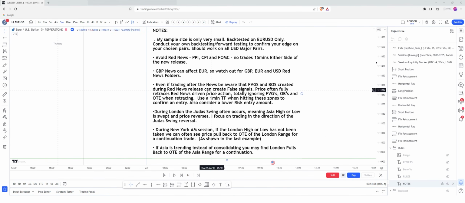Even if you're trading after a news release, you must be aware that fair value gaps and breaks of structure that are created during a red news release can create false signals.